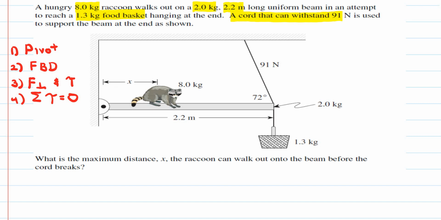Okay, step number one for this rotational equilibrium problem, let's find the pivot point, and let's put the pivot right at the end against the wall. So I'll put the pivot point right there, and what that does is we can reference all our future torques around that pivot point. Then we have to draw a free body diagram.